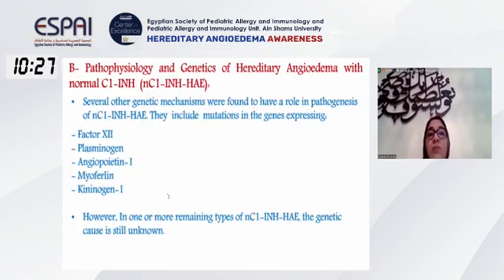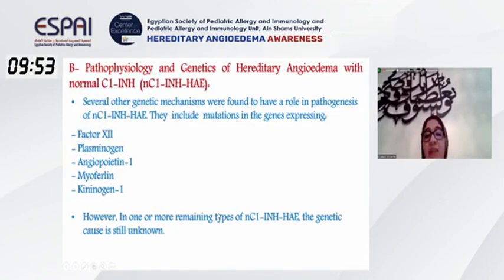So what about the pathophysiology? We are ending now the hereditary angioedema with abnormal C1 inhibitor. We are going now through the hereditary angioedema with normal C1 inhibitor. Several other genetic mechanisms were found to have a role in the pathophysiology of hereditary angioedema with normal C1 inhibitor. Recently, mutations were detected in the genes coding for factor 12, plasminogen, angiopoietin 1, myoferlin, and kininogen 1. However, in one or more remaining types of this disorder, the genetic cause is still unknown.